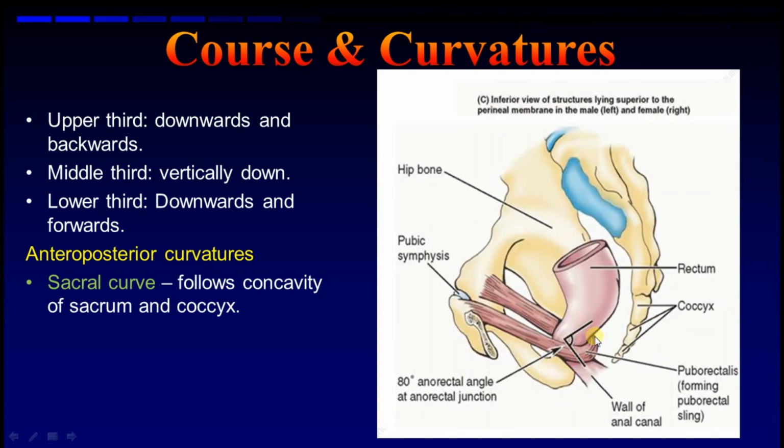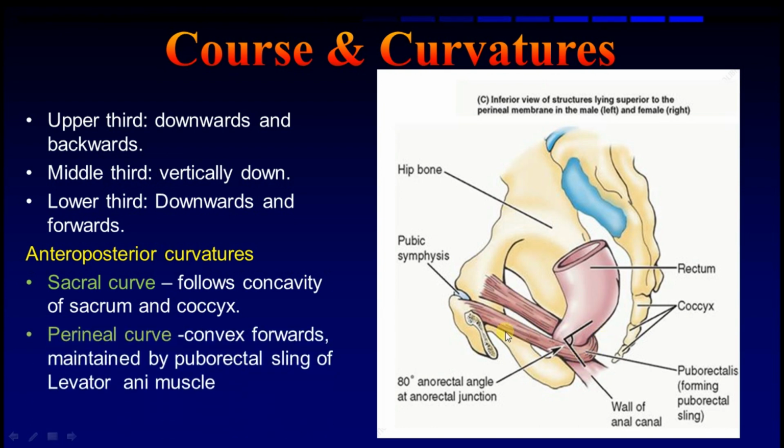This is mainly maintained by the puborectal sling of the puborectalis muscle. So now you know the rectum is not a straight tube in humans, because there is a flexure, or antero-posterior curve. The lower curve, the perineal curve, is pulled forward by the puborectal sling. I have discussed the importance of the puborectal sling in detail in my pelvic diaphragm class, so you can watch that.